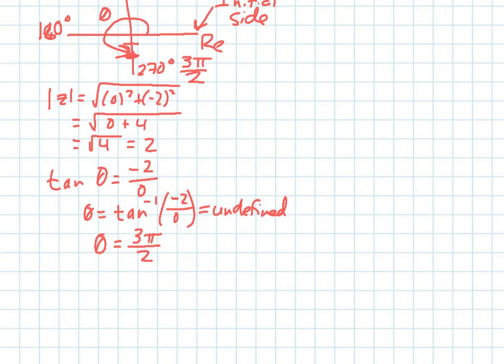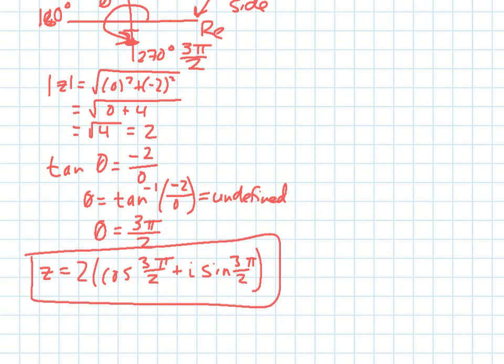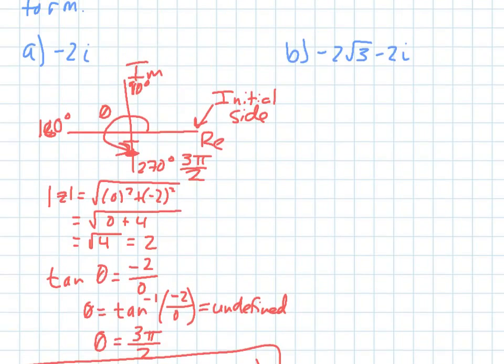Now all I have to do is plug in r and theta. When plugging this in, I would get z equals radius 2 times cosine of 3 pi over 2 plus i sine of 3 pi over 2. And that would be my polar form. You could also multiply it out, but there's really no need. Okay, so let's try letter B.